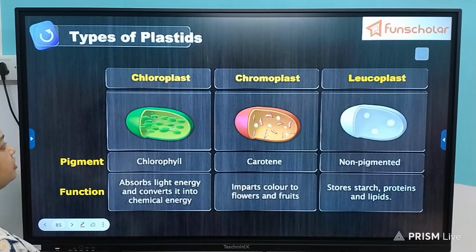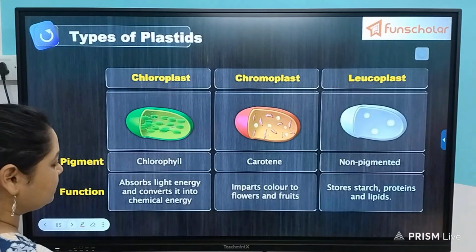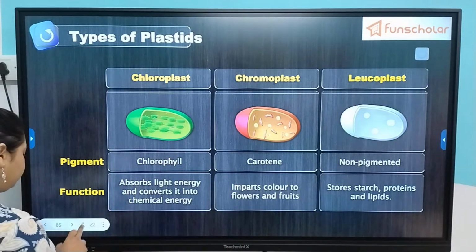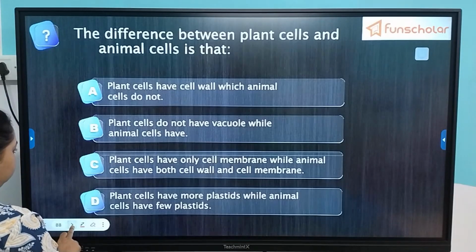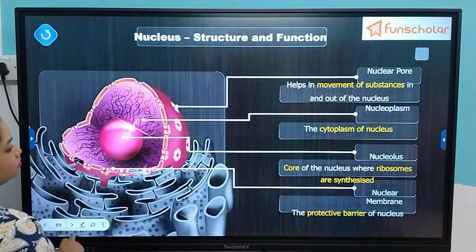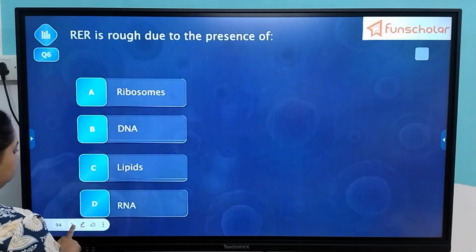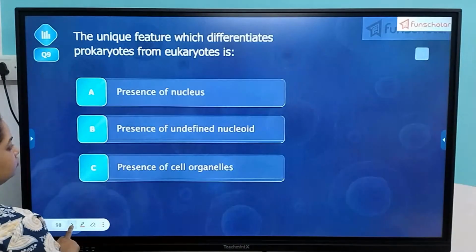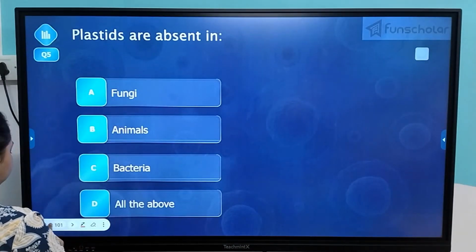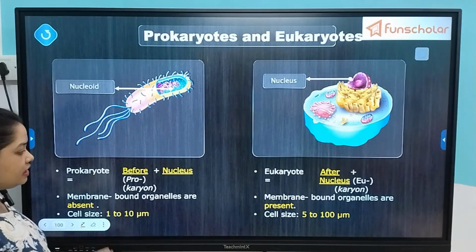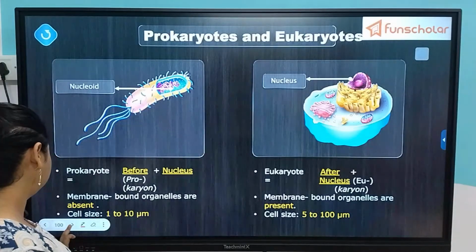So this is the comparison table of chloroplast, chromoplast and leucoplast. You can refer to this for the pigment that they contain and also their functions. So we have already discussed eukaryotic and prokaryotic cells in our last lecture. So this is the brief summary in the form of a comparison.